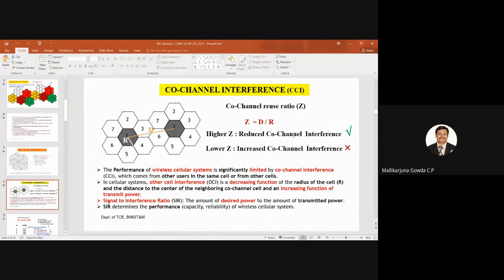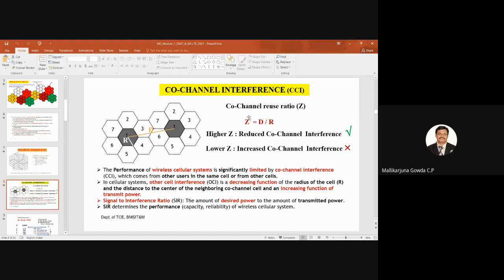I hope you all agree with me. The co-channel reuse ratio is denoted by the letter Z, which is equal to D by R. D is the distance between the co-channel cells, and R is the radius of the cell. So the co-channel reuse ratio is equal to D by R.